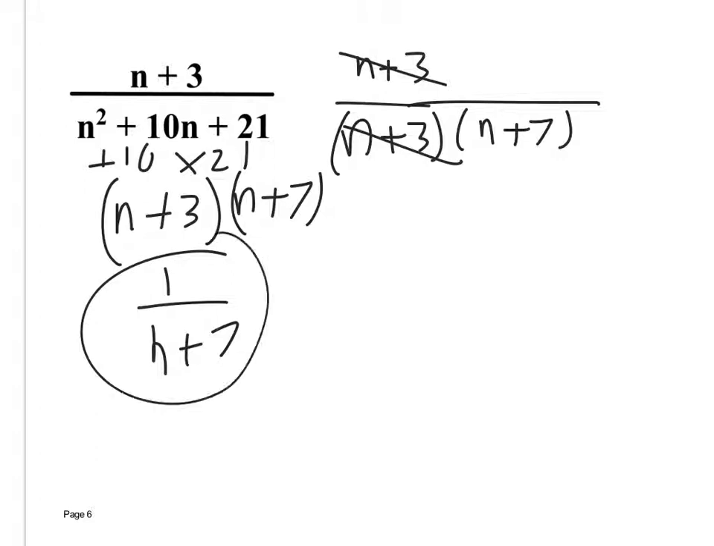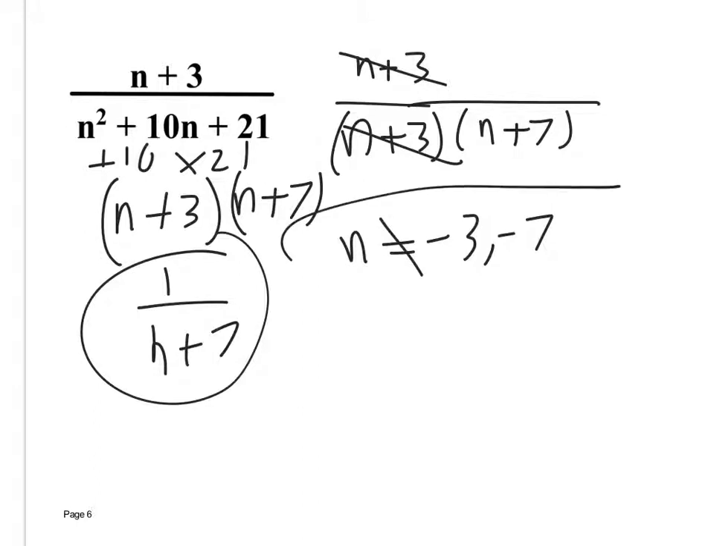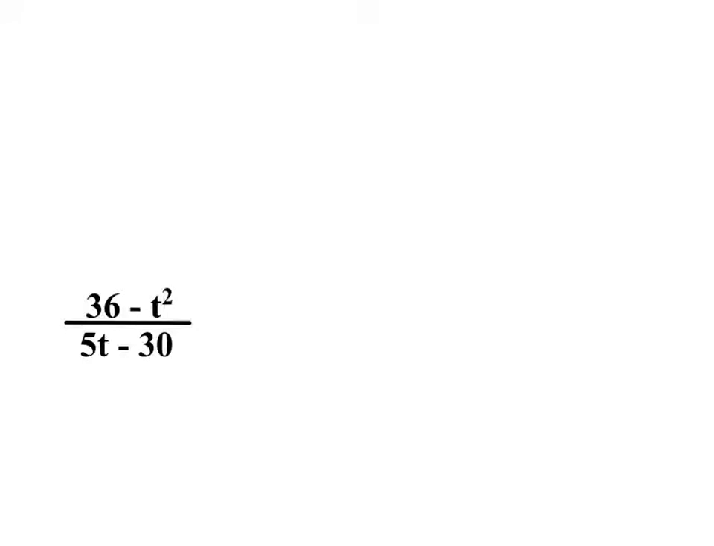Alright. What are my excluded values? Not 3 and 7. Negative 3 and negative 7. I have to set each one of these equal to 0, which would have to be negative 3. This would have to be negative 7 for them to equal 0. So there's my excluded values. N cannot be negative 3 or negative 7. Alright? Alright, let's do one more.